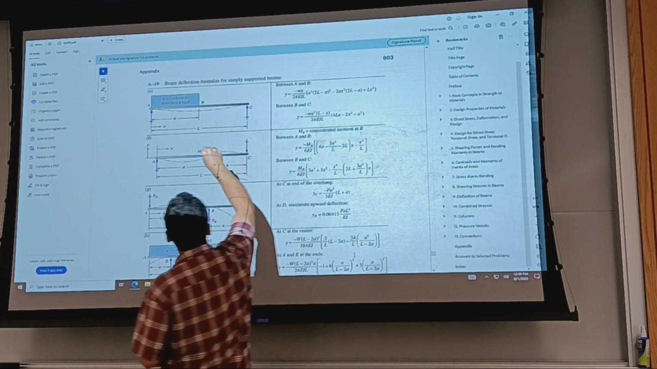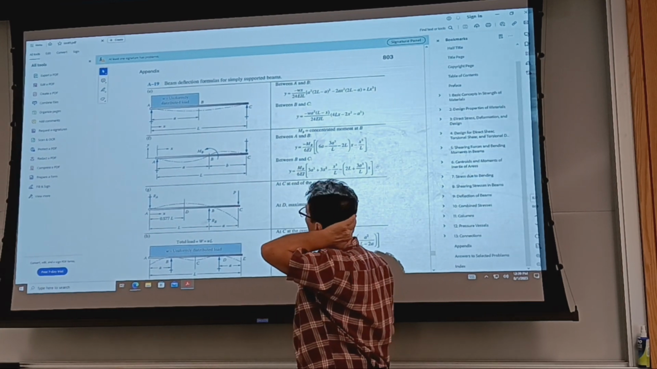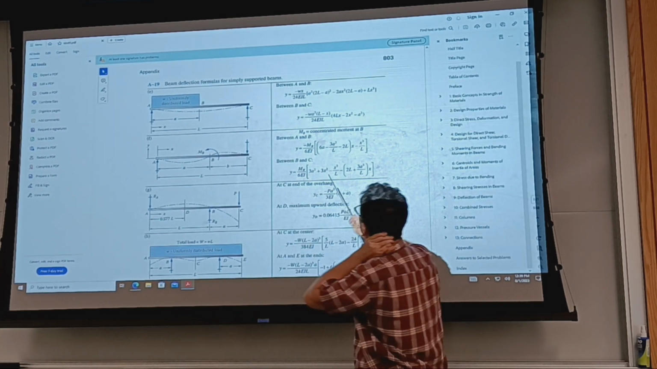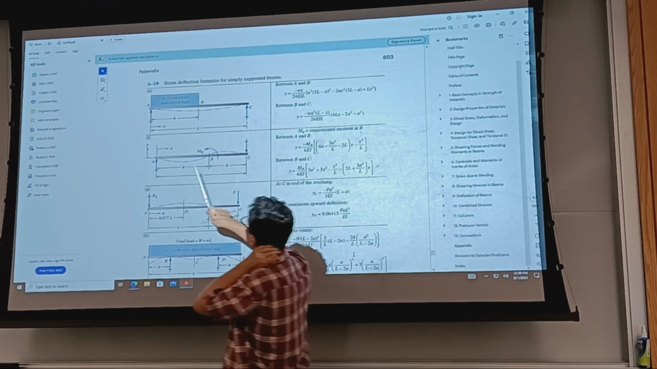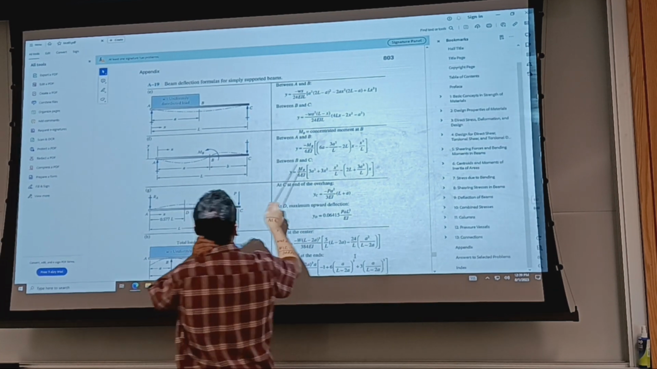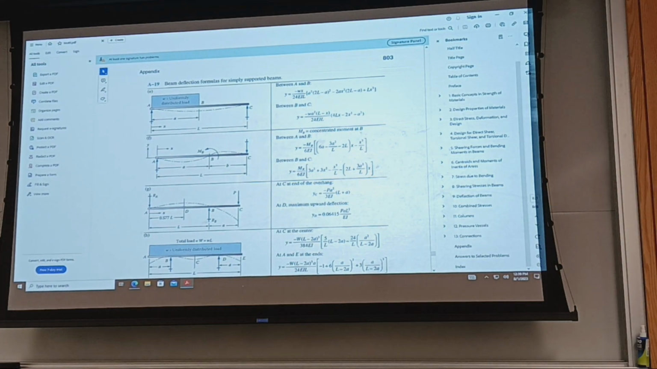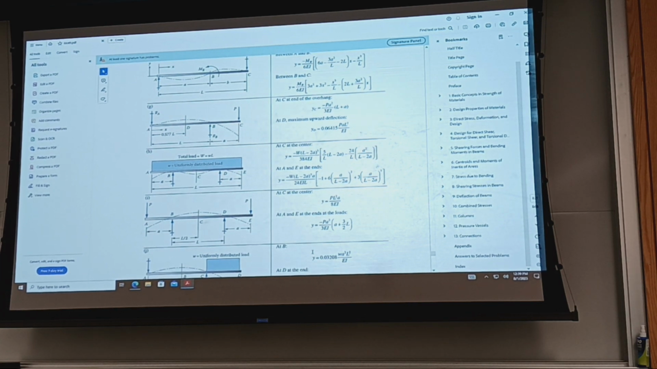A concentrated moment on a supported beam. So the beam supports a concentrated moment, and it tells us the equation of y, but doesn't tell us what the maximum deflections are. So again, if it's of interest, you'd have to calculate them explicitly, using the method that I just said.